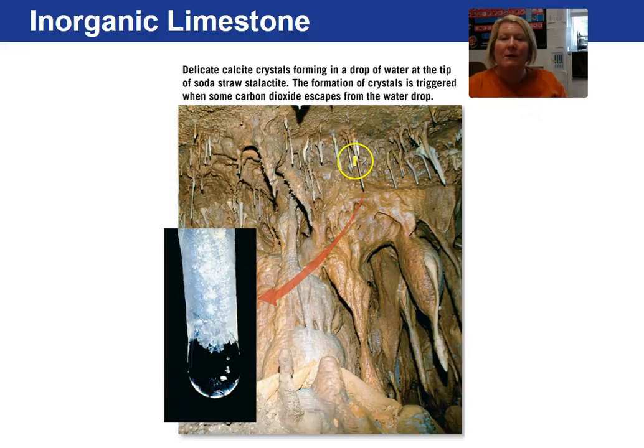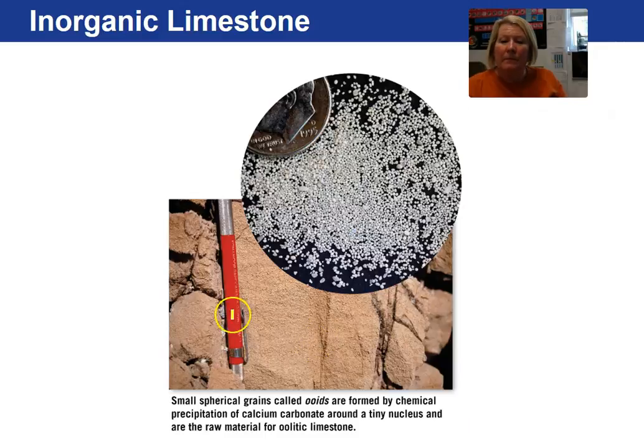Here's travertine in a cave. We have calcite crystals forming in a drop of water at the tip of what we call a soda straw, a stalactite. And the crystals form as a result of carbon dioxide escaping from the water droplet. This is oolitic limestone. These are the individual ooids.